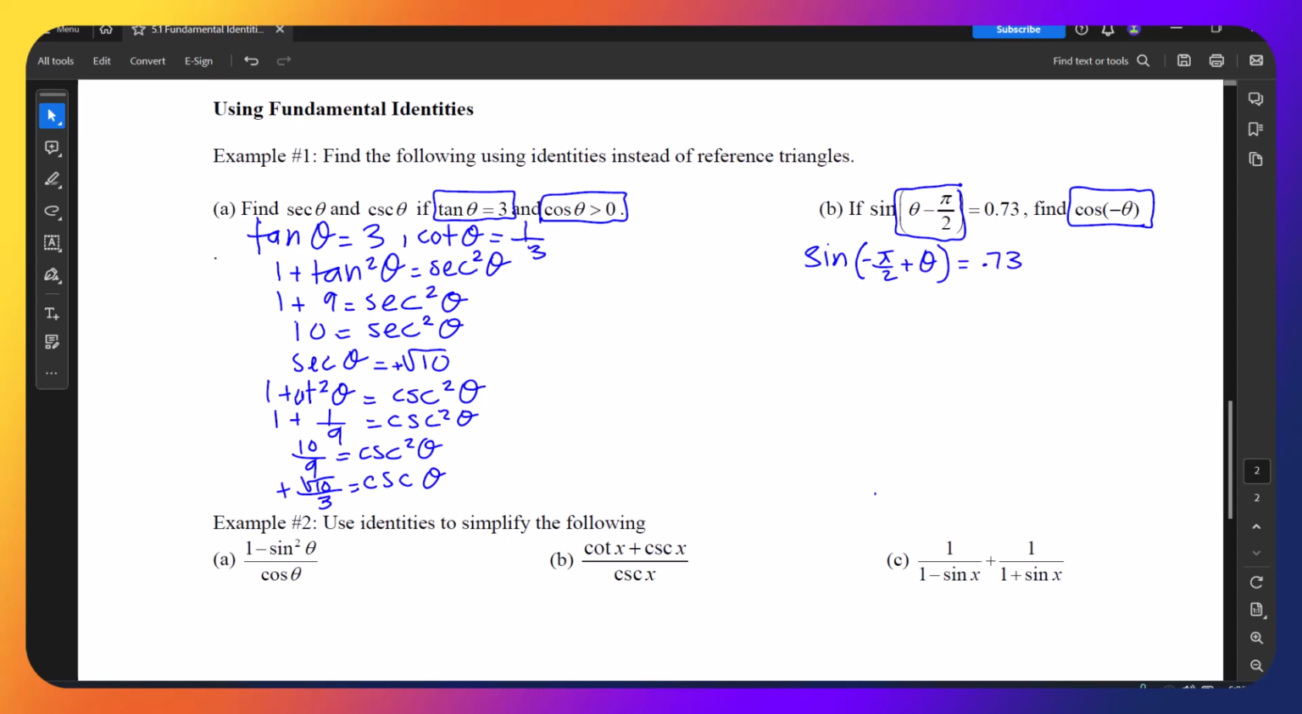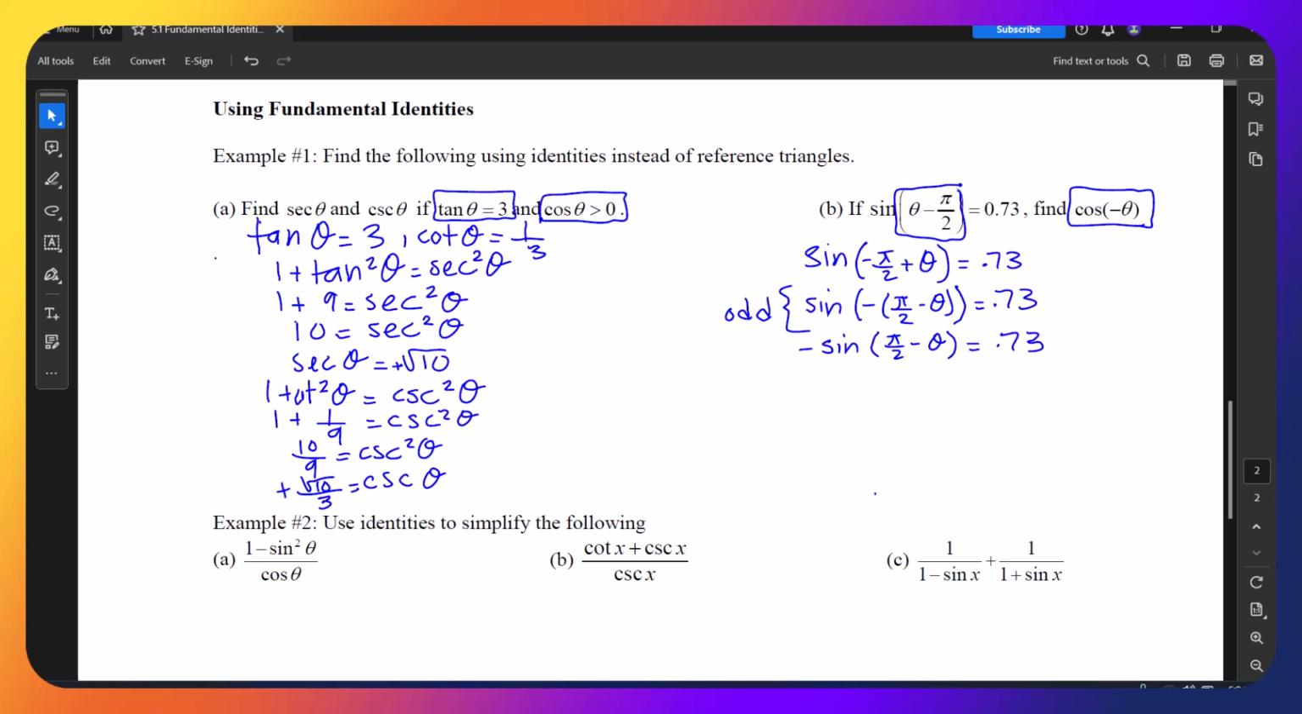Next thing, I'm going to factor out the negative, because I want to see my complementary or co-function identity as pi over 2 minus theta equals 0.73. And then knowing that sine is an odd function, I'm going to take out the negative and place it outside of the function, because negative f of x is equal to f of negative x. So negative sine of pi over 2 minus theta equals 0.73.